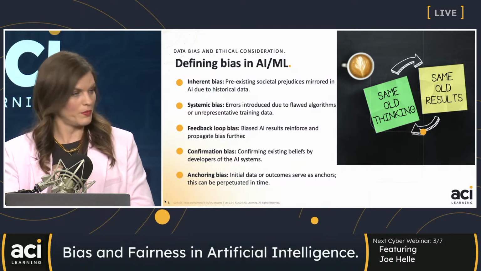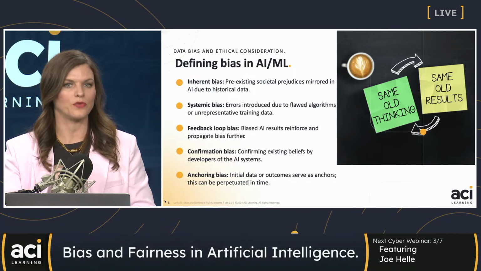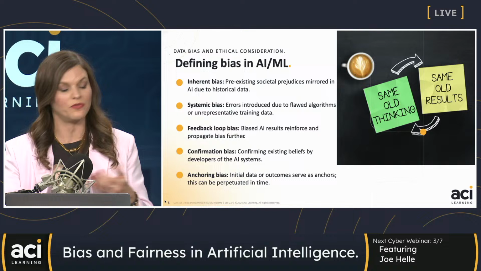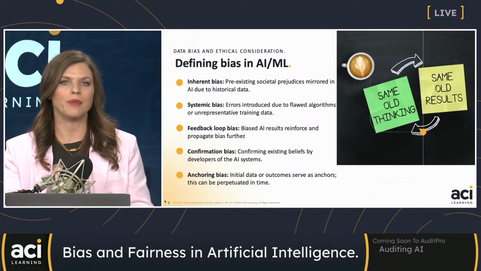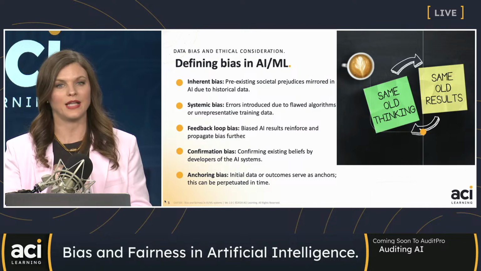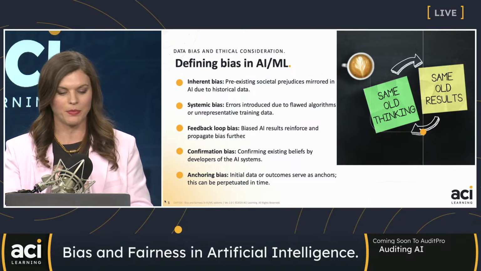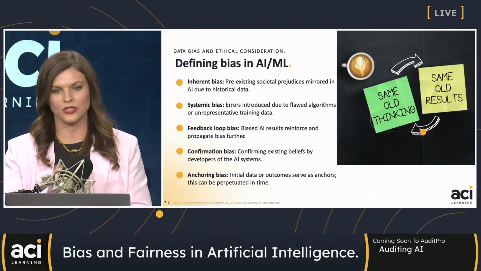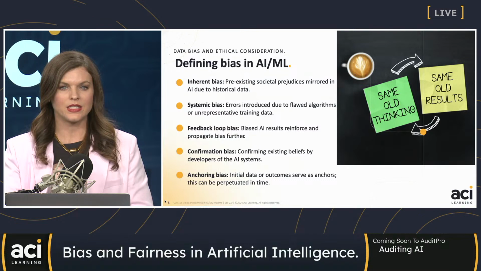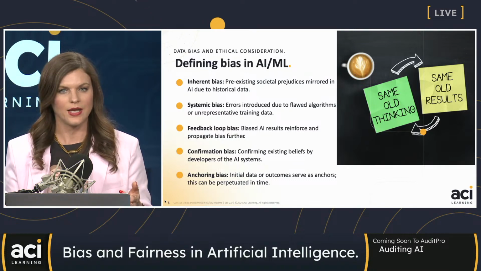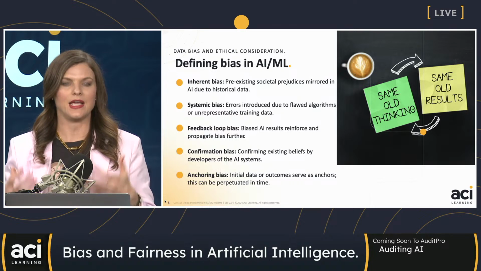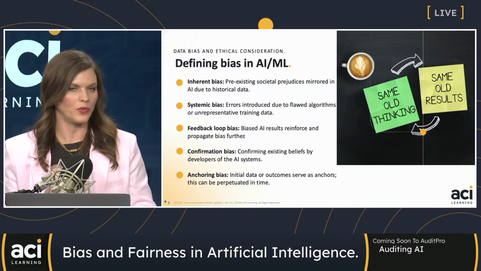Another one is confirmation bias, and it is kind of what it is. It confirms a bias. It occurs when developers consciously or unconsciously create a bias within the model itself. And then lastly is anchoring bias. This happens when the initial information going into the model is disproportionate and it influences maybe a future decision, and it serves as an anchor to all of the other decisions within that model.